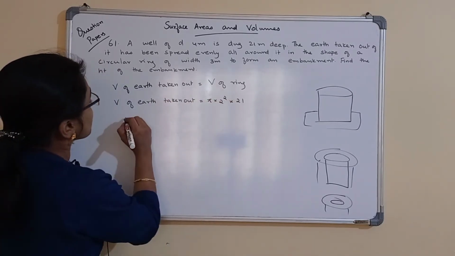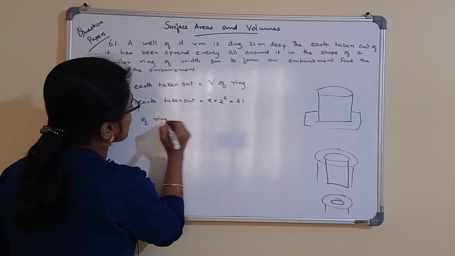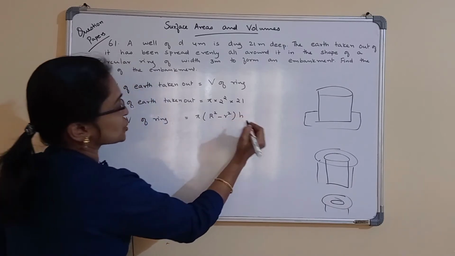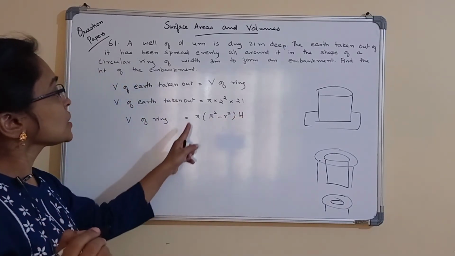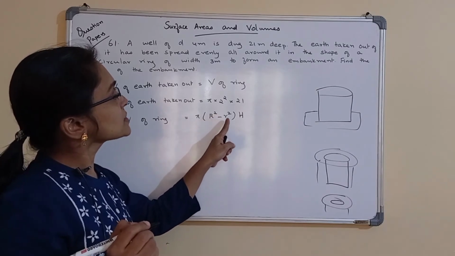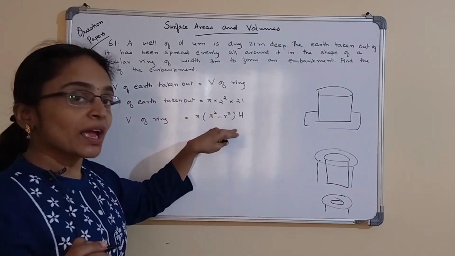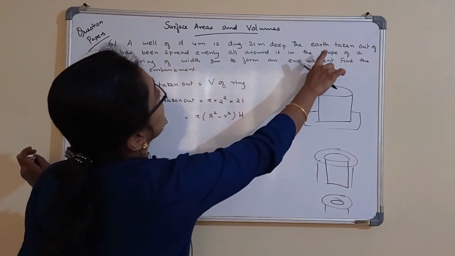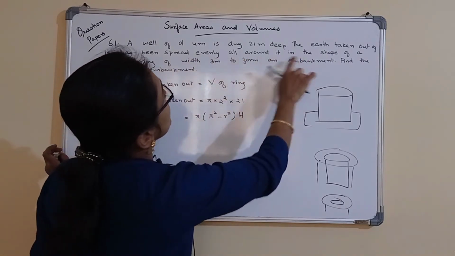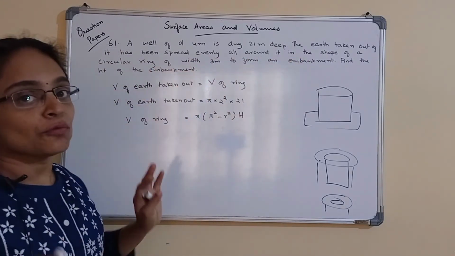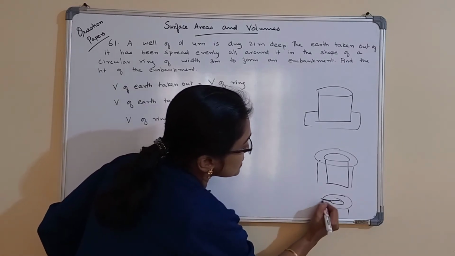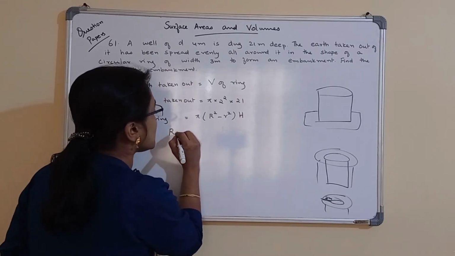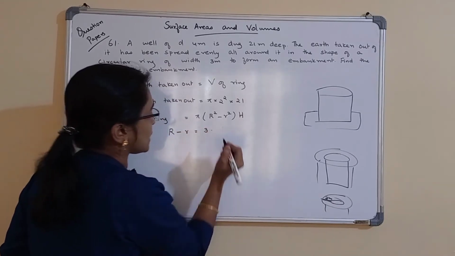And what is volume of ring? Volume of ring is equal to pi into capital R square minus small r square into h. We can write it as capital H. And we have to find this height of the embankment. And we know that earth taken out is spread evenly in the shape of a circular ring of width, and the width is given as 3 meter. This is 3 meter, that is capital R minus small r is equal to 3.